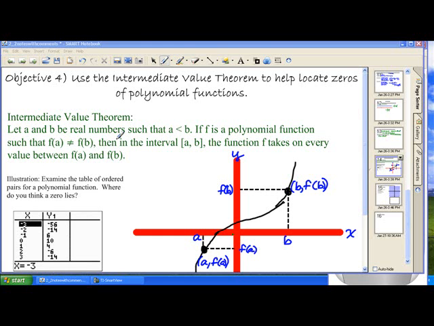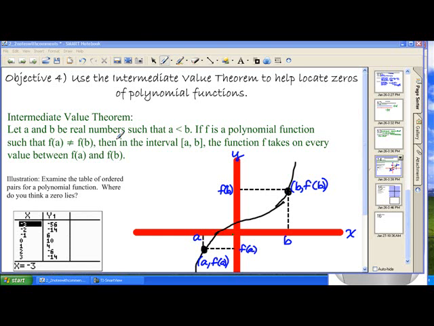So let's first begin by thinking about what the intermediate value theorem tells us. It says that if you have two values, a and b, which are real numbers, where a is less than b, and f is a polynomial function, and f of a does not equal f of b, so that means it's not one-to-one at those values, then in the interval from a to b, the function f takes on every value between f of a and f of b.